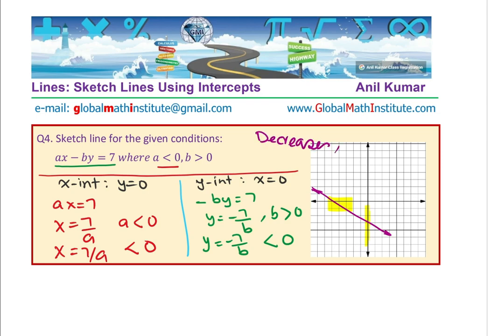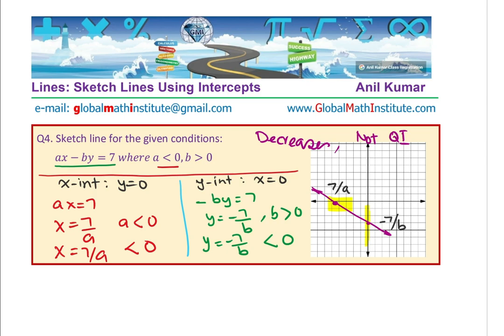Correct? And it goes through all the quadrants, but not through quadrant 1. Do you see that? So that is how our line is, where these are the x and y intercepts, where we can say the value of x is 7 over a and the value of y is minus 7 over b. Perfect. So that is how we have to sketch these lines and understand the concept.